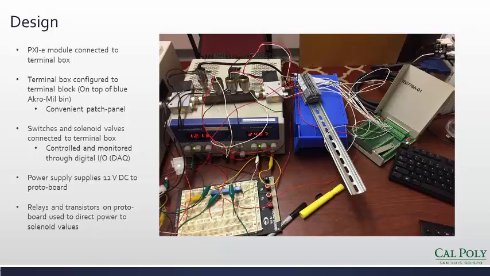box. The switches and the solenoid valves are controlled and monitored through the digital I/O of the DAC device, which is essentially the PXIe. Then, underneath the switches and solenoid valves, we have the power supply, which supplies 12 volts DC to the protoboard. Relays and transistors on the protoboard are then used to direct power to the solenoid valves, which gives them the capabilities to function on and off.